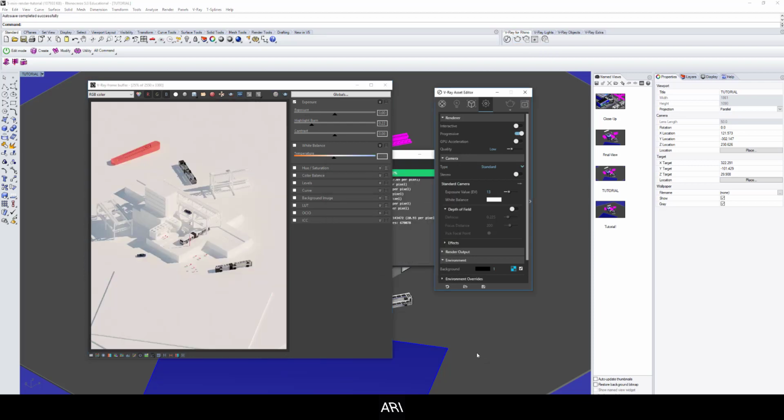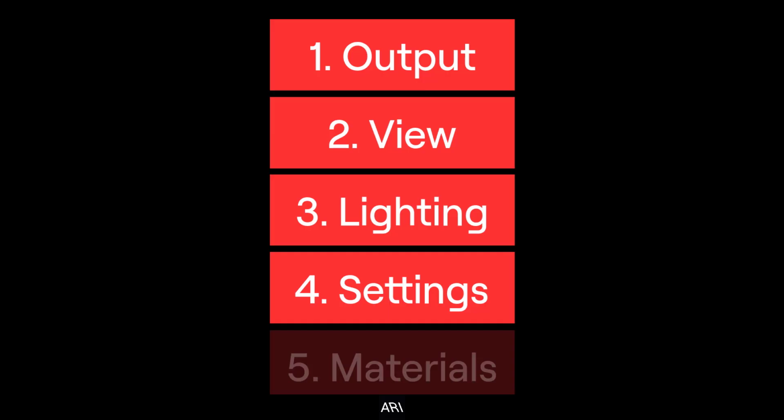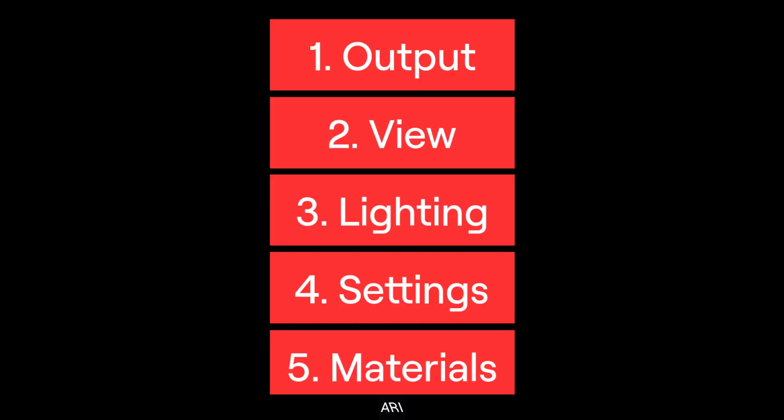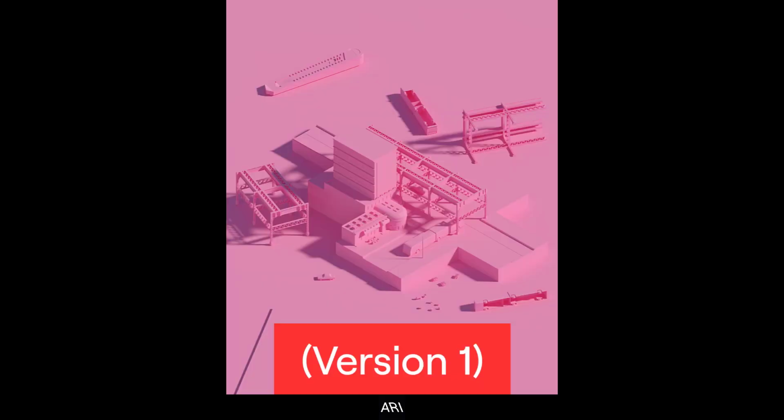Looks like we're almost there. And let's move on to materials. We're at our last step, which is assigning and editing materials in our scene. Let's start with the pink render that we saw when we first began.